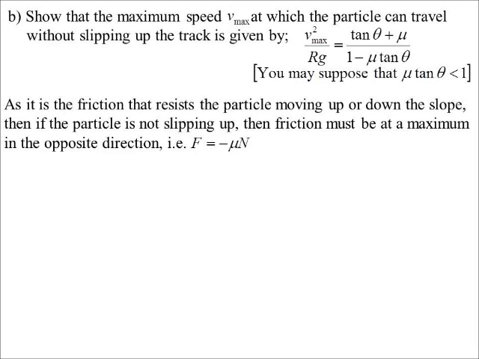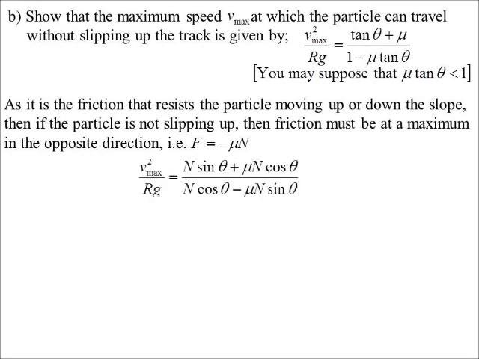So I've got to show that. Well, it's the friction that resists the particle moving up or down the slope. If the particle is not slipping up, because it wants to slip up, friction must be maximum in the opposite direction. So for this problem, friction is acting down. But remember they said take up the plane to be positive, so the value of the friction is minus mu n. Minus mu n.